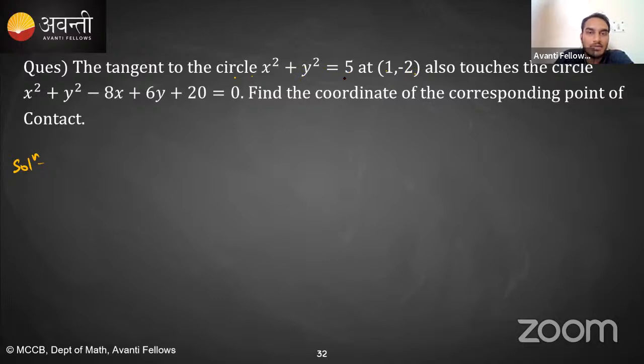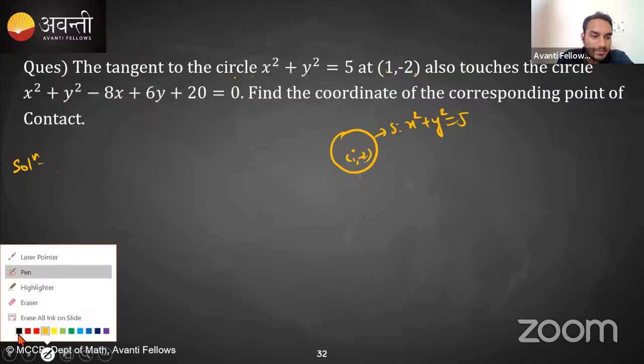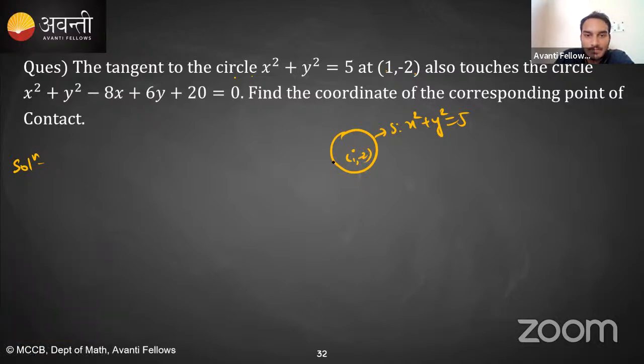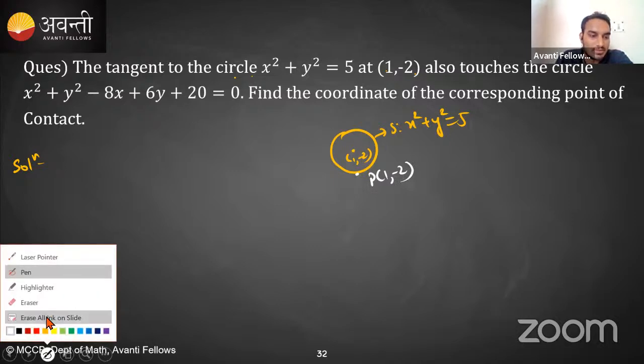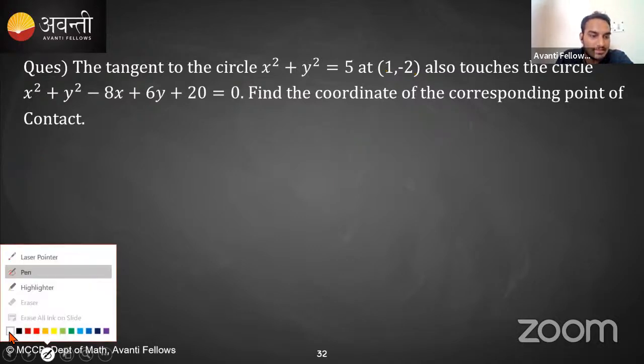So let's say this is a circle S, which is x square plus y square equal to 5. Its center is (1, -2), and let's say this is the point P, which is (1, -2). Sorry, the center is (0, 0). One second, let me just write this down again.